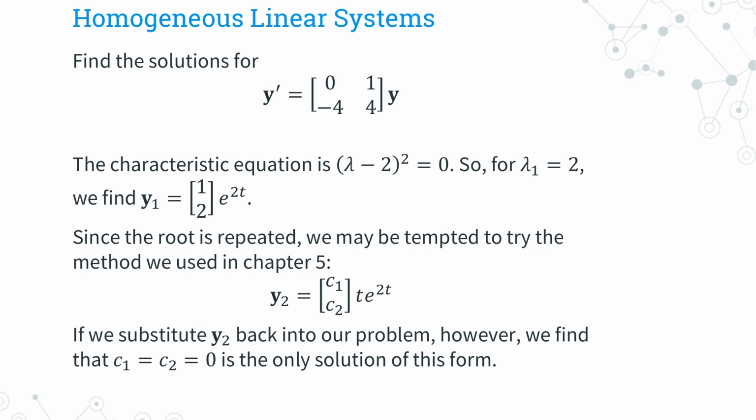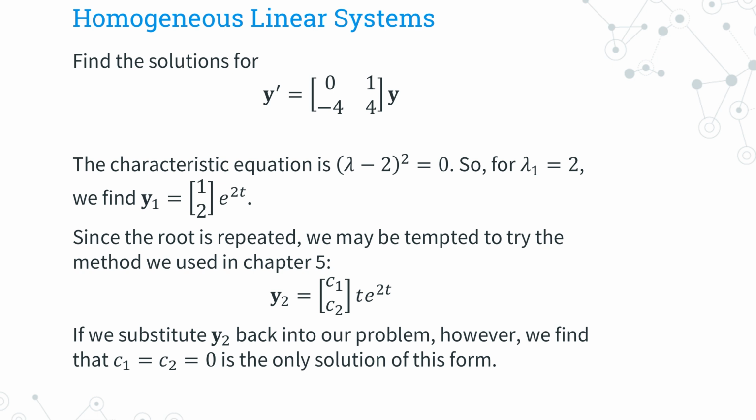So when we do our A minus lambda I to find our eigenvalues, we find that our characteristic equation is lambda minus 2 quantity squared equals 0, which means that lambda 1 is 2 and lambda 2 is also 2. But if we use lambda 1 equal to 2 and find our eigenvector, we get the vector 1, 2. So our first solution would be y1, which is the vector 1, 2, times e to the 2t.